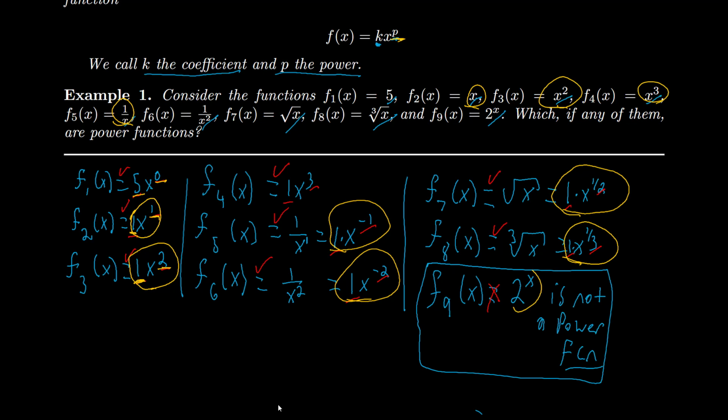However, 2 to the x is not a power function, because in the definition of a power function, x is raised to a number p. Here, it's a number raised to a power, and that's different. So, out of all of these functions, only 2 to the x isn't a power function.